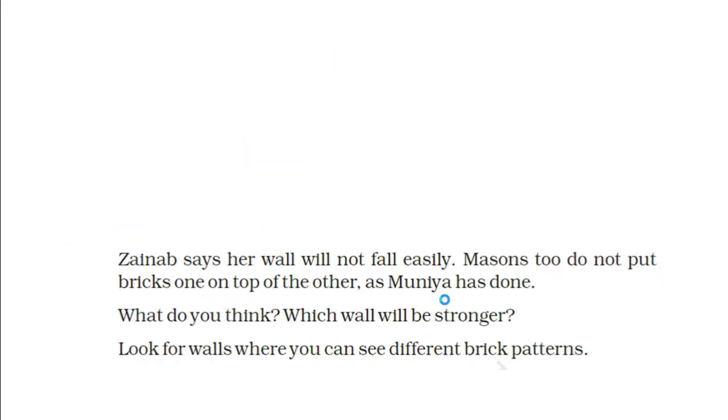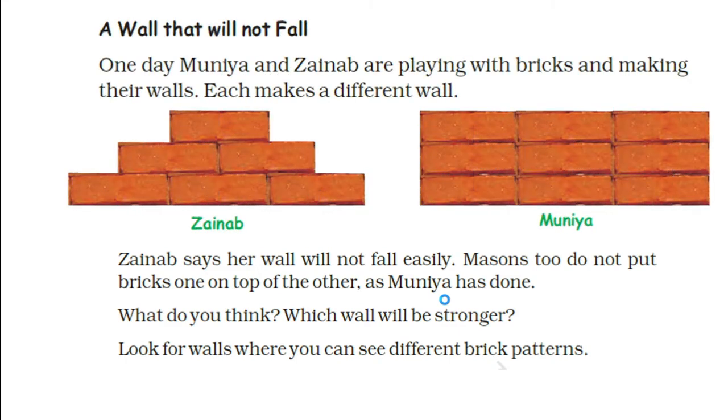Okay, now see, Janib and Munia, they have made these walls. So this is Janib's wall, this is Munia's wall. Janib says her wall will not fall easily. What has Janib done? This is a joint, she has put a brick over there. This is a joint, put another brick over there. This is a joint, put another brick over there. But in Munia's wall, all the joints are here.